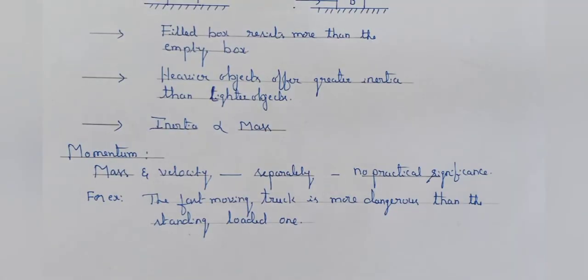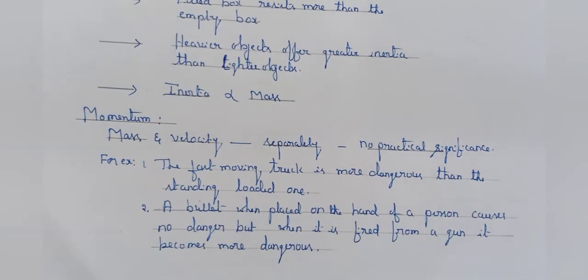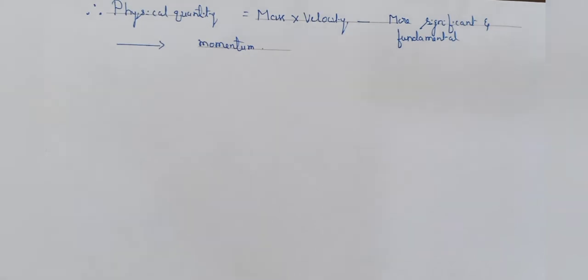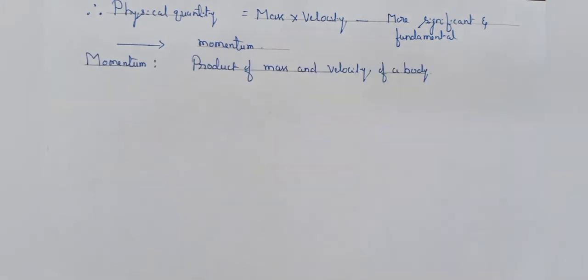Another example, a bullet when placed on the hand of a person causes no danger, but when it is fired from a gun, it becomes dangerous. From these two examples, it is clear that a physical quantity, which is the product of the mass and velocity of a body, is more significant and fundamental than either velocity or mass taken separately. Newton called it as momentum. So, we can define the momentum of a body as the product of its mass and velocity. Momentum of a body is denoted by the symbol P.